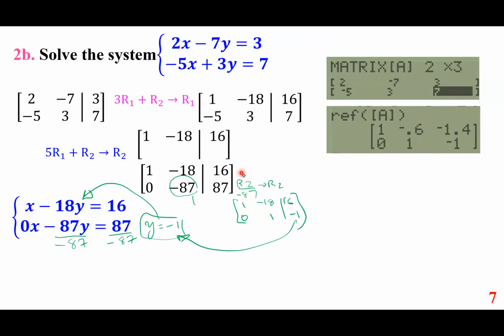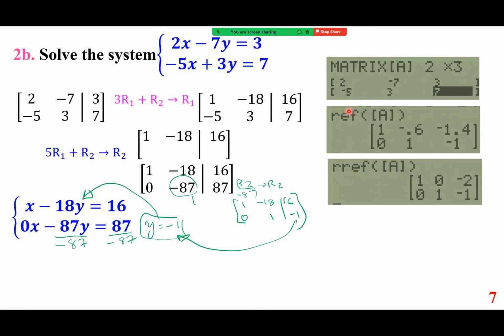Either way, it makes no difference. You have this one, and now this is x minus 0.6y equals negative 1.4. This represents the y because the second one is 1. And then you can plug it in and find x. Or instead of REF, which is row echelon form, you can use RREF, which is reduced row echelon form.